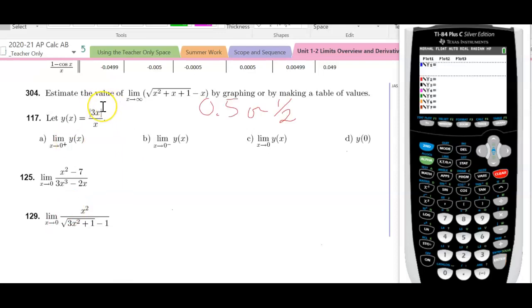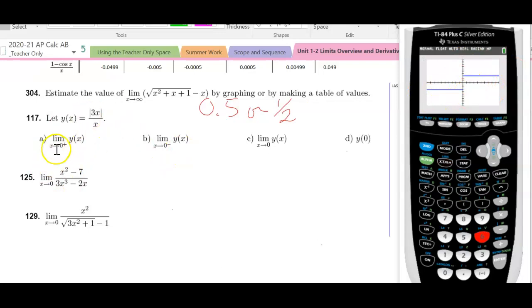For this next function, we're going to start in the same way. We're going to plug it into y equals. To find the absolute value, we're going to go to our math, scroll over to number, and absolute value is the first choice. We'll drop that into our fraction, 3x over x. Again, we're going to our standard zoom to look at this.